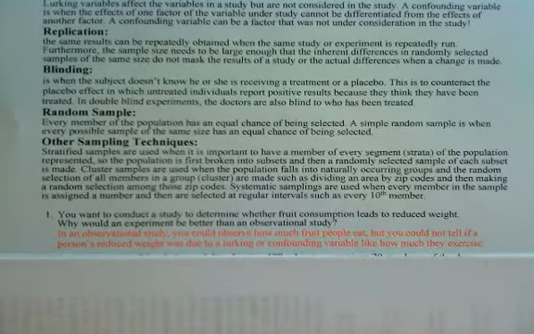Why would an experiment be better than an observational study? So in an observational study, you can observe how much fruit people eat, but you could not tell if a person's reduced weight was due to a lurking or confounding variable like how much they exercise. So if you were doing an experiment, not only would you perhaps want to look at how much fruit they were eating, but you would want to set up the conditions so that you were making sure about all the other factors that might go into weight loss as well.